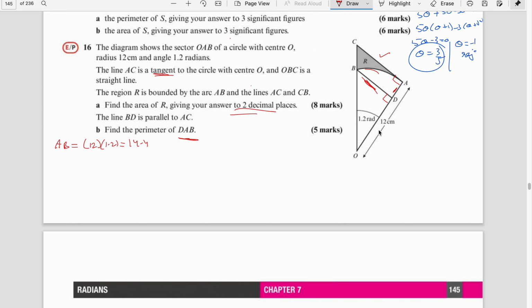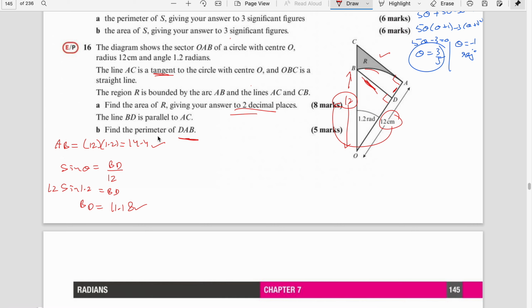So now see, OA is 12, so OB is also 12 because that is the radius. For BD, I'm using sine theta. So sine theta is equal to perpendicular BD over hypotenuse, that is 12. So 12 times sine of 1.2 is equal to BD. BD comes out to be 12 sine of 1.2, that is 11.18. Yes, OB is also the radius, that's why we take them equal.